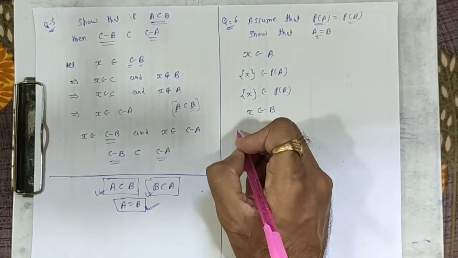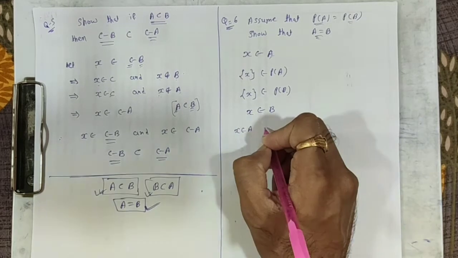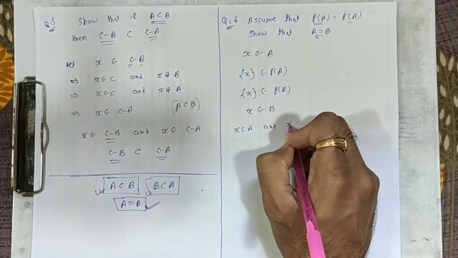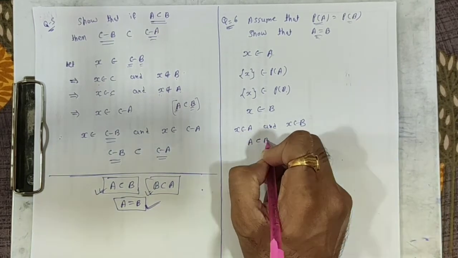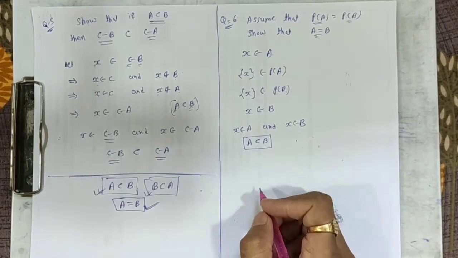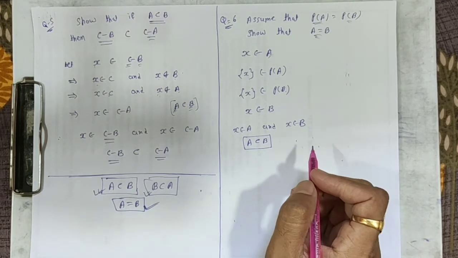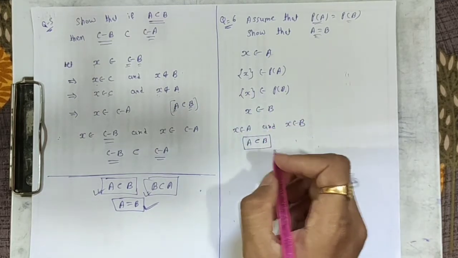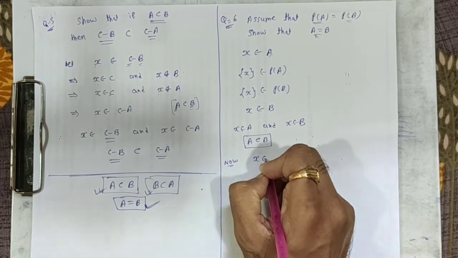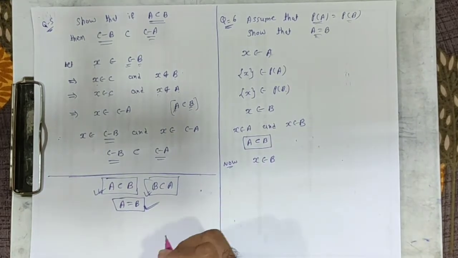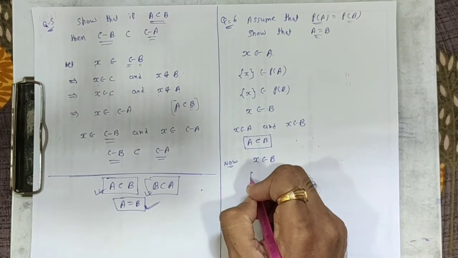Combining both conditions, as x belongs to A and x belongs to B, we can say that A is a subset of B. Clear? So the first condition is proved. Now similarly you have to prove the second condition. For that you have to consider one element x which belongs to set B. Similarly, we have to prove it.